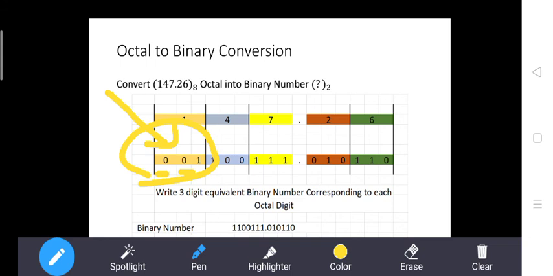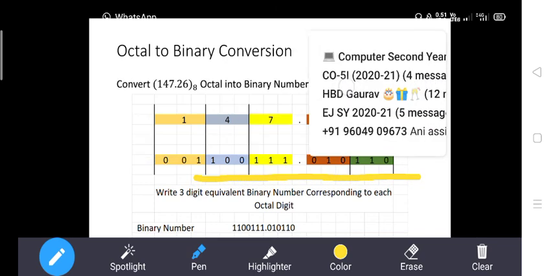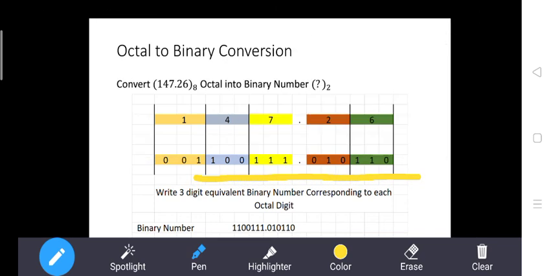So my correct binary number is 110011.010110. Okay. Once again I repeat, my correct binary code is 110011.010110.